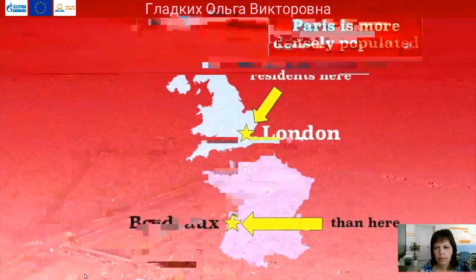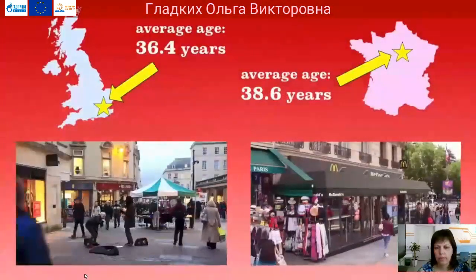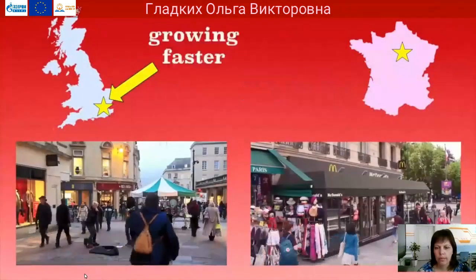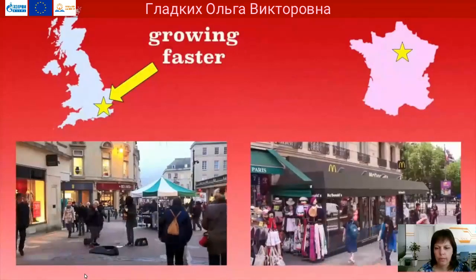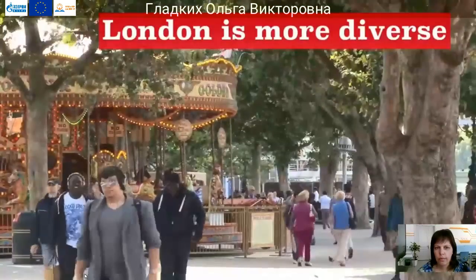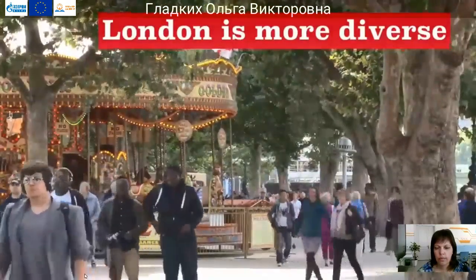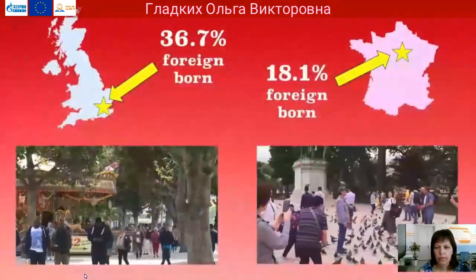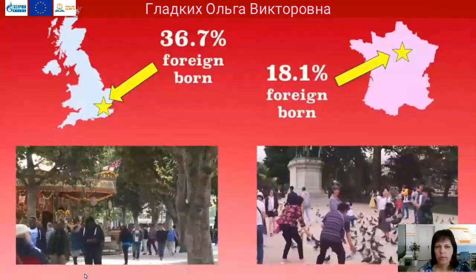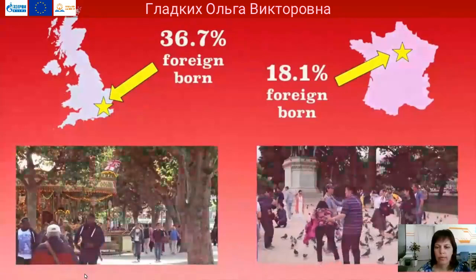Paris is more densely populated than London. In the city proper, over 73% more dense. London residents are younger than Paris residents on average. London is growing at a bit faster rate than Paris. London is more multicultural and diverse. More than 18% of Paris residents were born in another country, which is a lot less than London.